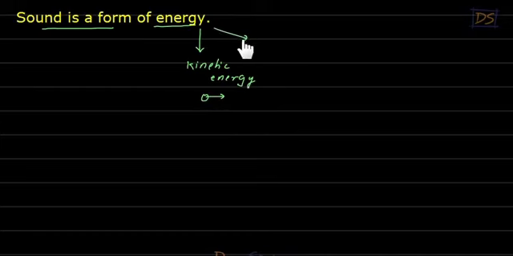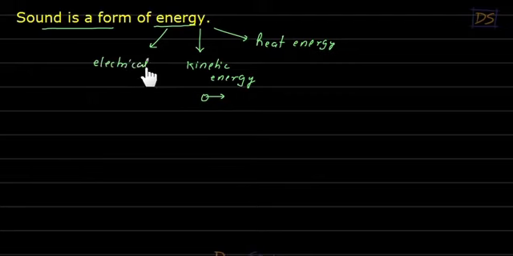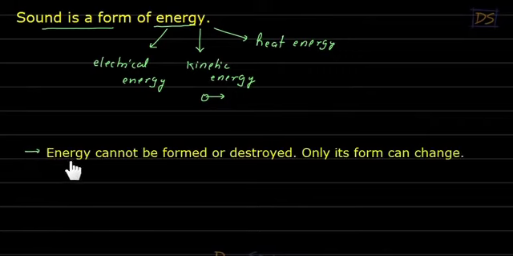Then there are other forms of energy, like heat energy, right? It's very obvious what heat energy is. Then electrical energy. You understand what electrical energy is. So there are different forms of energy, students. Similarly, sound is also a form of energy. And as you know, energy cannot be created or destroyed, only its form can change.